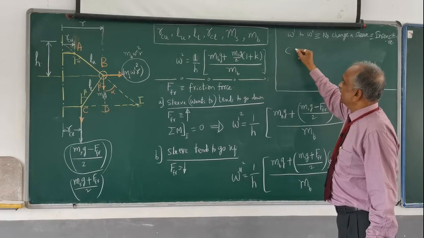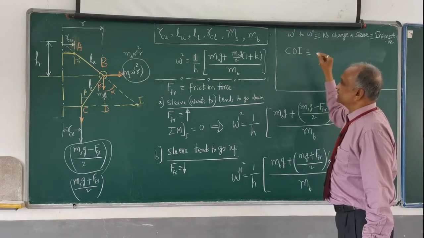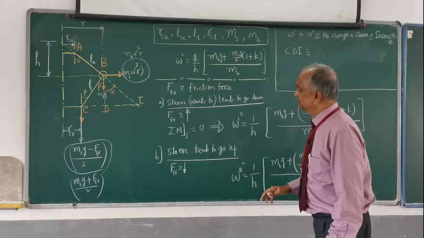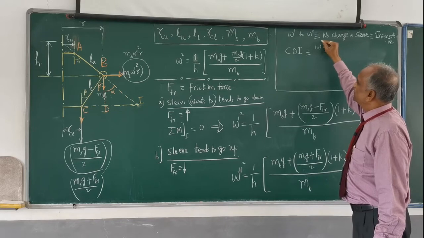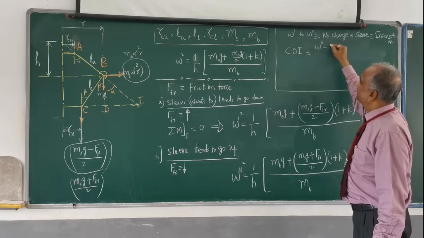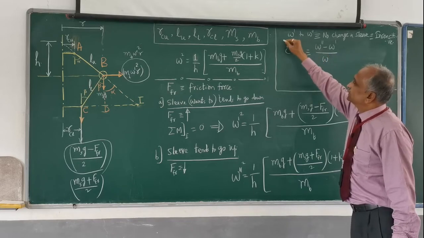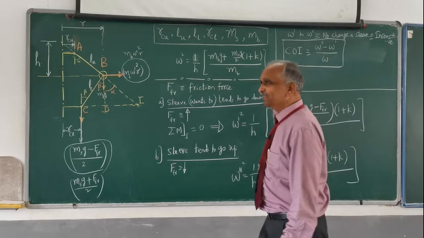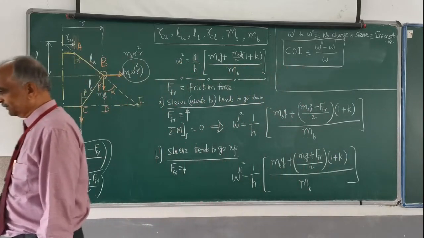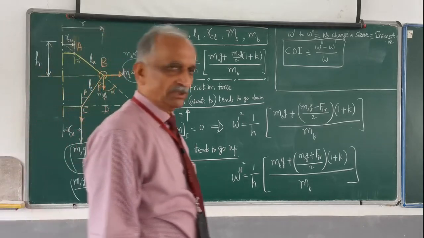Therefore, there is something called the coefficient of insensitivity, which I can calculate depending upon the governor. COI, coefficient of insensitivity, is equal to omega double dash minus omega dash, divided by omega. This is called the coefficient of insensitivity. It should be as small as possible for very effective working of the governor.